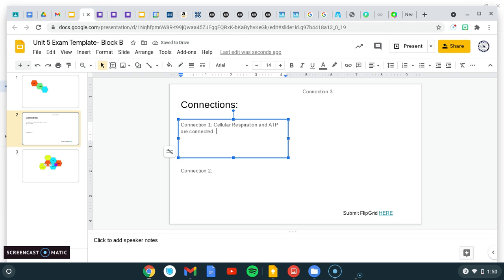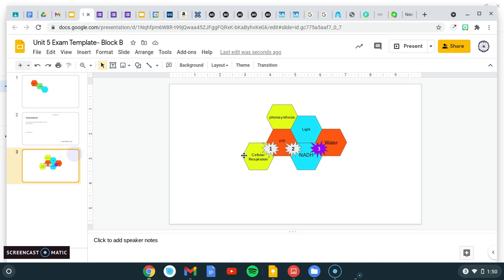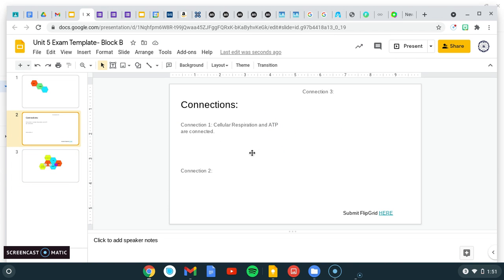Well, this is where you're going to explain how these two terms relate to each other. So some things that I might think about is how the whole point of cellular respiration is to break glucose down into ATP. You can talk about how aerobic respiration generates 38 ATP, which is a whole lot, and maybe talk about how ATP is used. And then your reasoning is going to explain why the evidence shows that cellular respiration and ATP are connected.